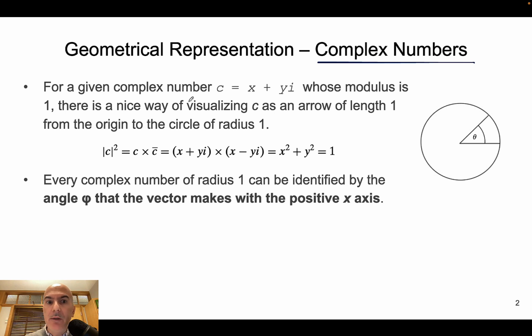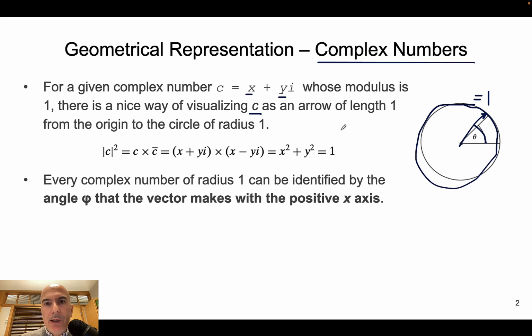So for a given complex number C with real part x and imaginary part y, whose modulus is 1, so the amplitude is 1, there is a very nice intuitive way to represent it using a circle. We can represent the complex number as an arrow of length 1 from the origin of the circle of radius 1. That's the circle that has amplitude 1, and then we can use a vector that forms an angle with the origin.